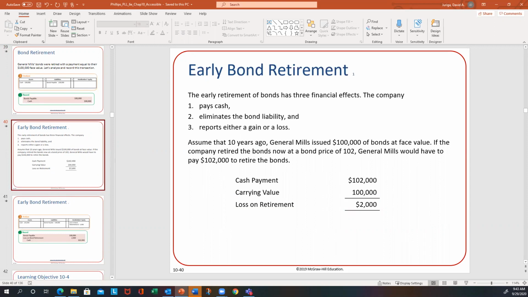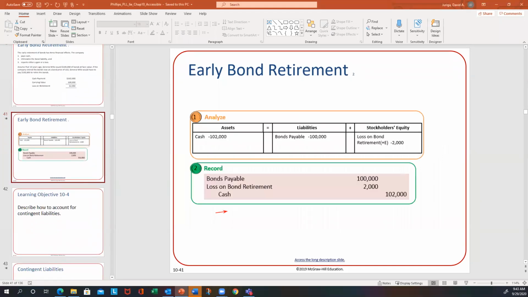In this example, they're saying, what if they had a $100,000 bond issue and they're going to make a payment of 102, and the carrying value was 100,000? In order to pay off these bonds with a carrying value of 100 and a cash payment of 102, they're actually going to lose another $2,000 on that retirement. So what you would do is simply debit your bonds payable for the face amount, and debit that loss, which in this case would be a $2,000 loss.